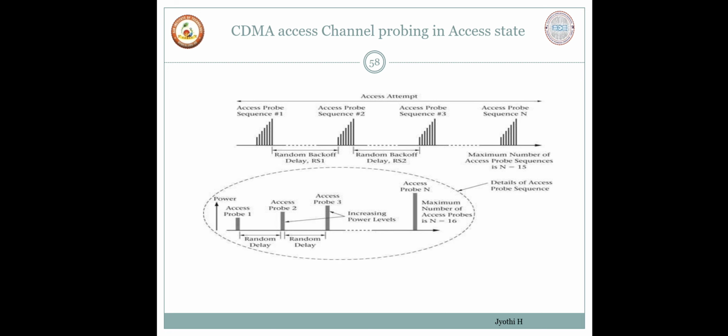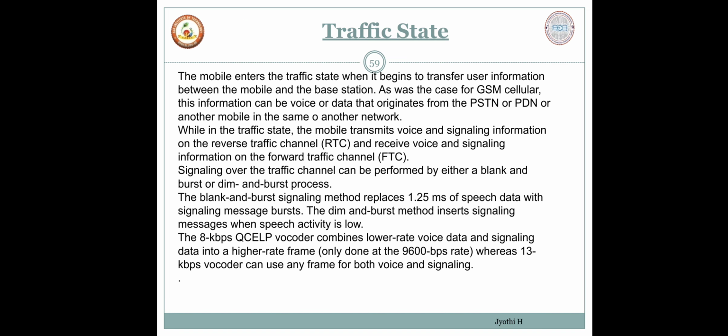In the channel probing access state, if the user is busy, then it is going to wait for a random backoff delay. So it is going to wait for a random amount of time, and then take another access probe sequence, number 2. This is how it saves power. Those are the details of the access probe sequence. The maximum number of access probe sequences is equal to 16.